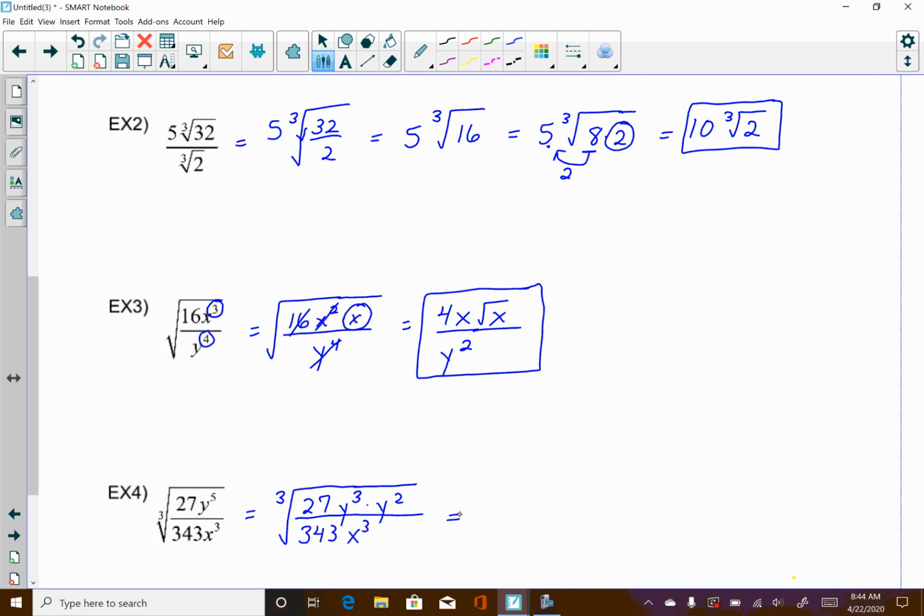And then I come through and take the cube root of everything that I can. So the cube root of 27 is 3. Cube root of y cubed is y. Come down to the bottom, cube root of 343 is 7. Cube root of x cubed is x. And then I'm just left with that cube root of y squared up top. And that's your final answer.